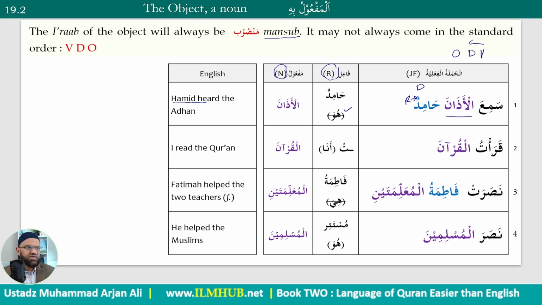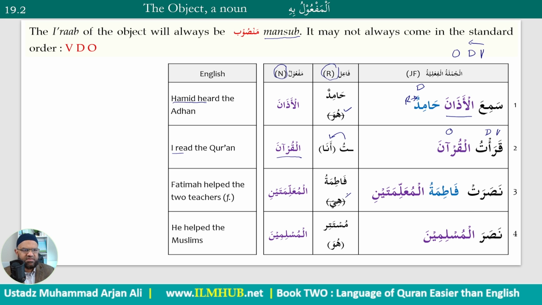In the second example, we have qara'tu. Now, here is a classic example where the doer is embedded within the verb. It is not mustatir, so it is tu, and the tu means ana. Who read? I read. Qara'a is the original verb. Qara'at is feminine, and qara'tu, I read. Okay, so inshallah, this is from the conjugation of the first lesson of this book, inshallah. So I read. The object is, of course, al-Qur'ana. So you can see here, the verb and the doer are both there in the same word, and the object is outside.